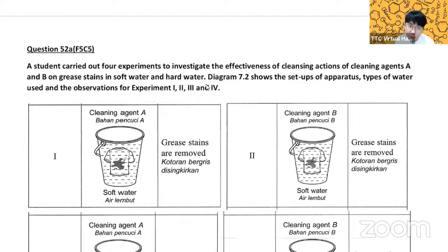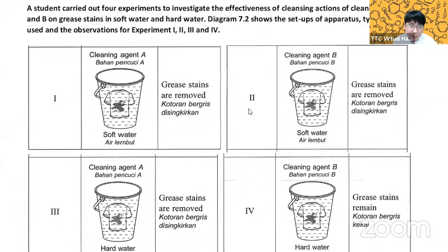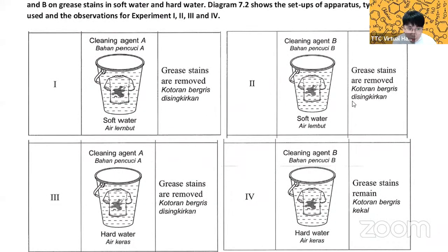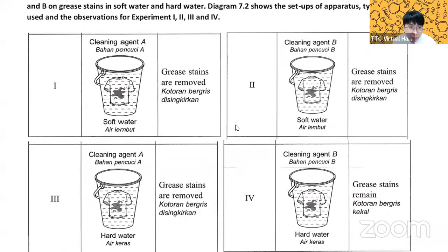So guys, do you remember what hard water is? Hard water is water that contains some specific ions. What are the two ions? Calcium and magnesium, correct. And saponification is the process to produce soap. In this case we have A and B. One and two are soft water, and three and four are hard water. The grease stain is removed in 1, 2 and 3, but remains at number 4.